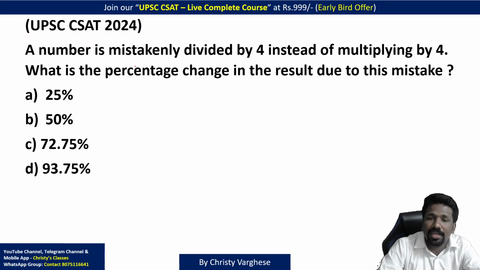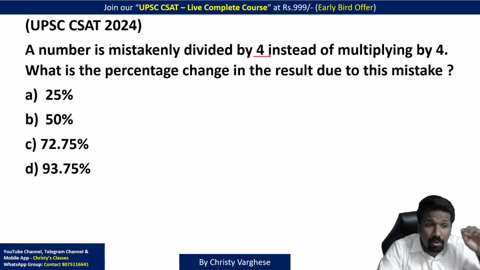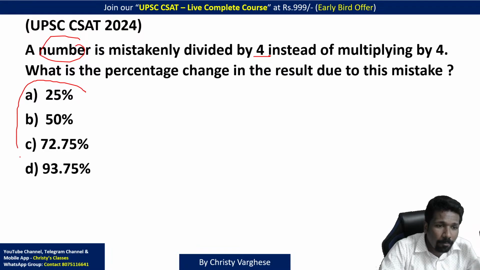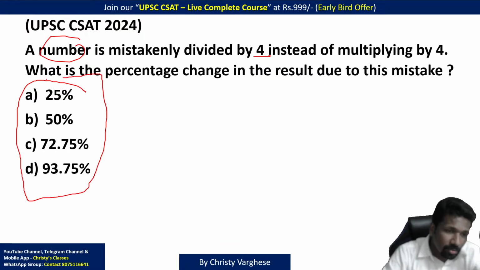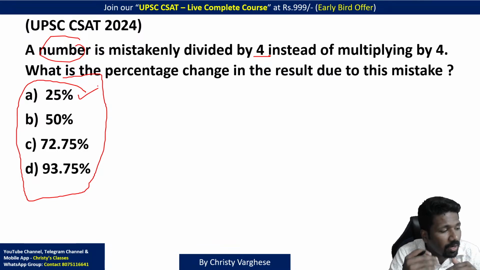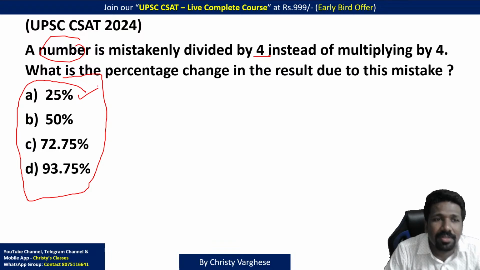The number is mistakenly divided by 4. We don't know that number, na? But finally the options are giving you comparisons only. Comparison means percentage, comparing out of 100 how much. When the options are comparisons, whether it is percentage or ratio, proportion, etc., that is the opportunity where you can use examples easily.